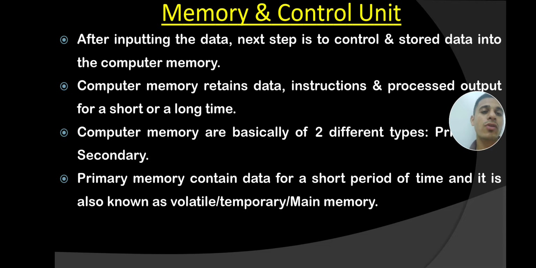Sometimes you can call primary memory volatile memory also. You can call it temporary memory also, and you can consider it main memory also. About temporary and main memory you understand, but what does the word volatile mean? Volatile means a device which requires electric power to store data. Electricity is there, data will be there. Electricity is lost, data will be lost. Due to that, it is considered volatile memory also.